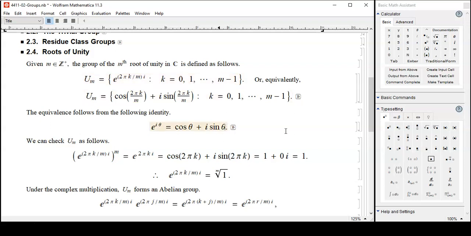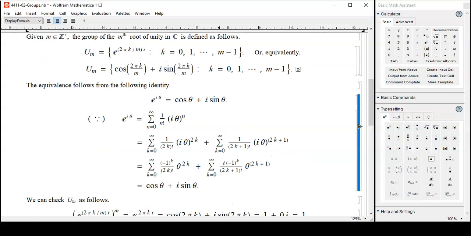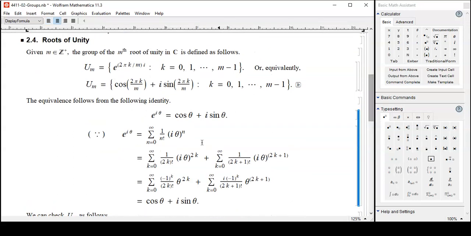The reason? Because of this. Exponential of I theta is equal to cosine of theta plus I sine of theta. Now, do you recognize this identity? We went through this in Calculus 2. Let's begin with the Taylor-Maclaurin series expansion of exponential function. And instead of x, let's put I theta in there.